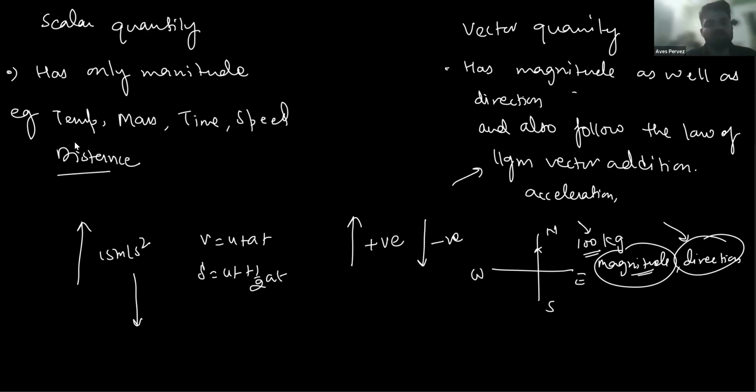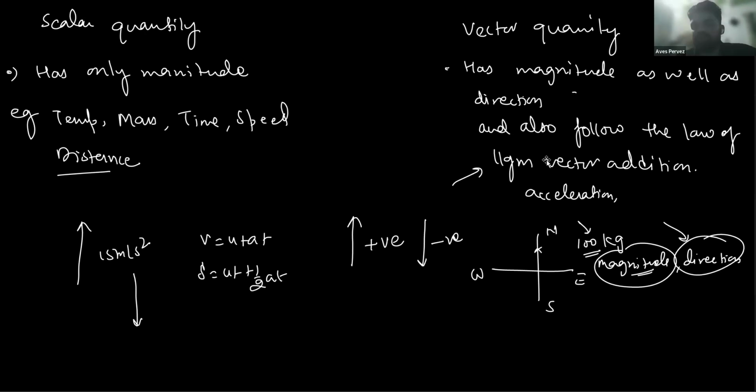Example: temperature is a scalar quantity, mass is a scalar quantity, time is a scalar quantity. Do you think that time has any direction? No. Time is time, that is 2 hours, 3 hours. It is not going to have any direction. Similarly, speed and distance do not have any direction. Vector quantities have magnitude as well as direction.